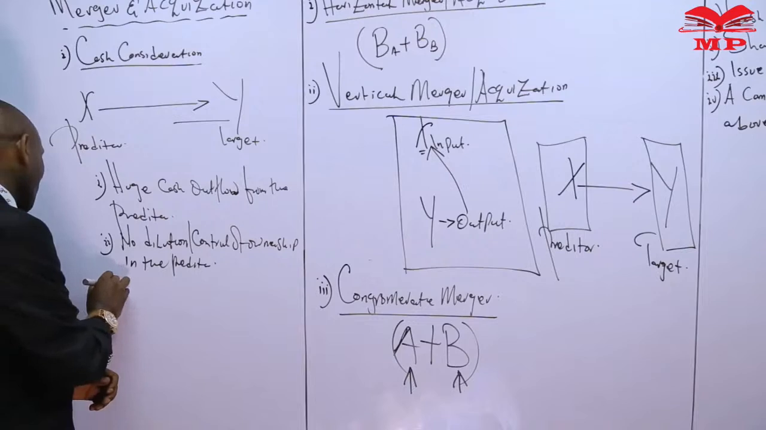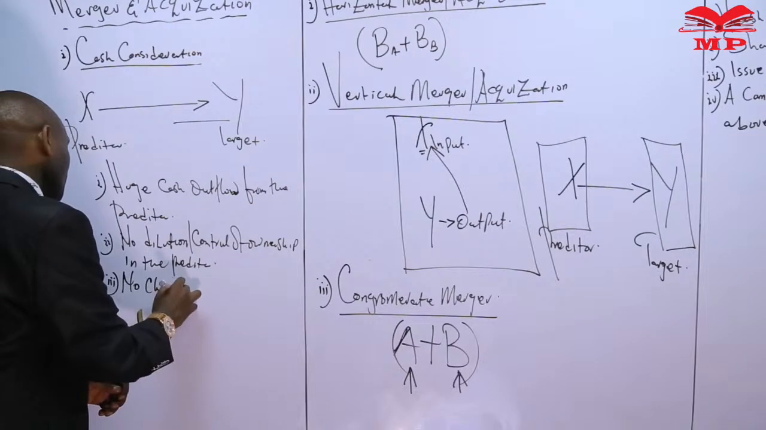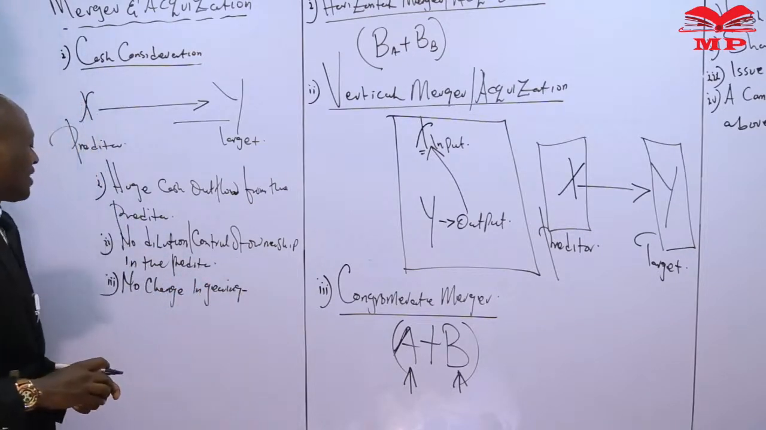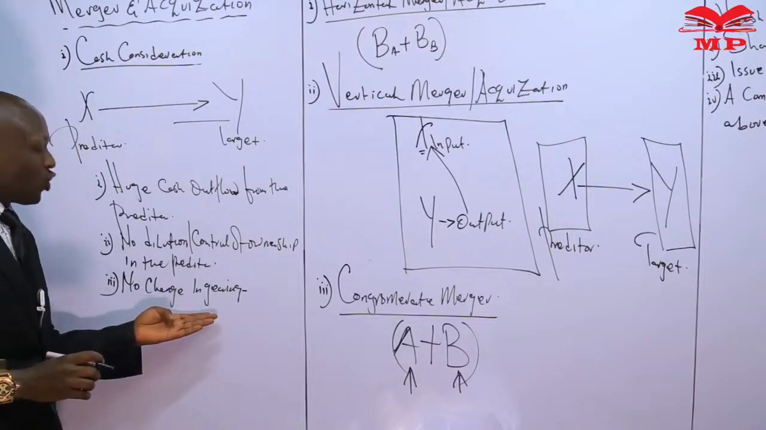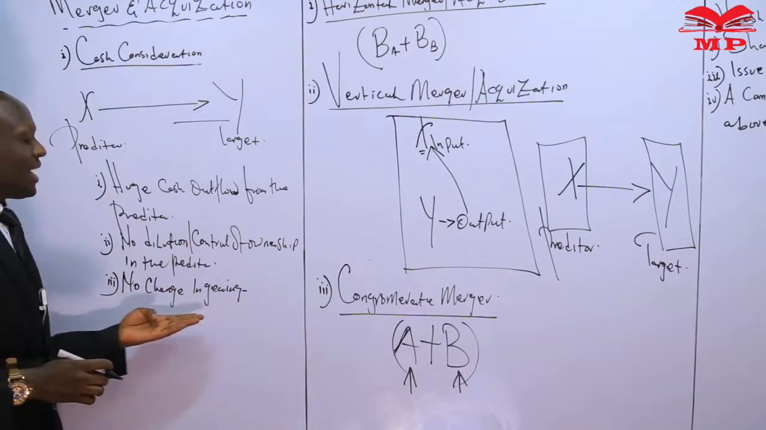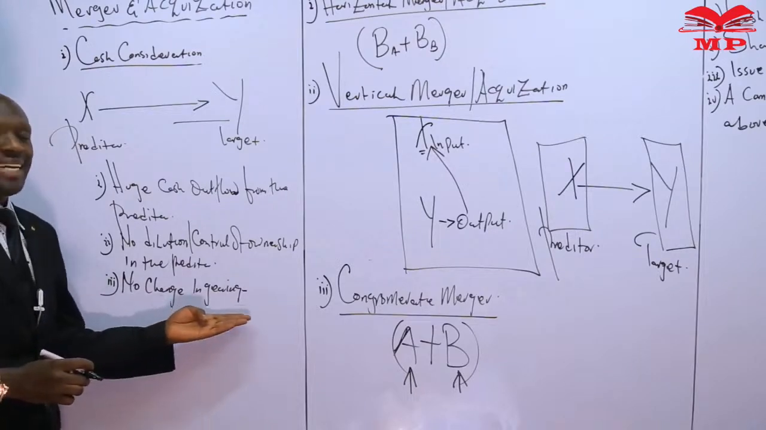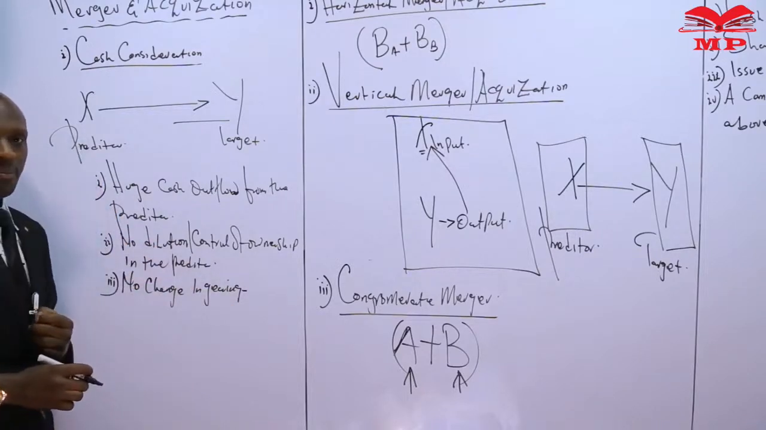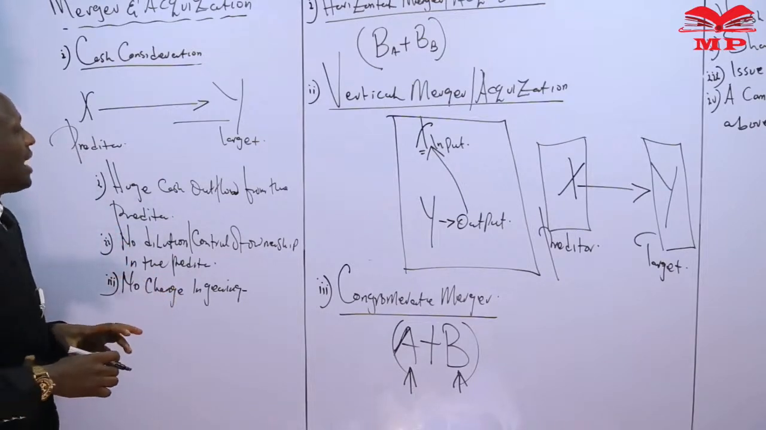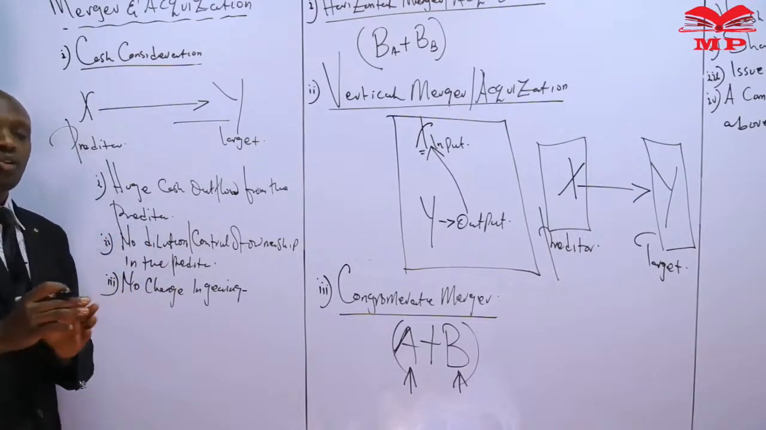The other one, number three, no change in gearing of the predator firm. The gearing level does not change. This is because there is no issue of debt. There is no change in the equity level. There is no change in the debt level of the predator firm. So as a result, when the shareholders in the target are paid, there will be no change in the amount of equity and in the amount of debt.